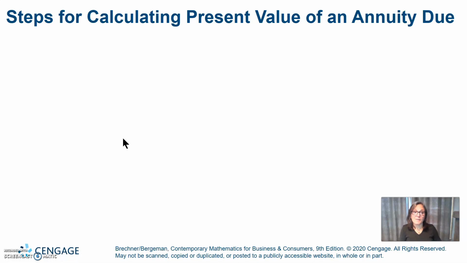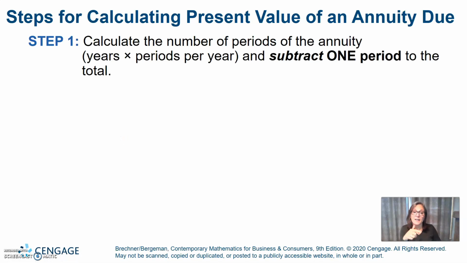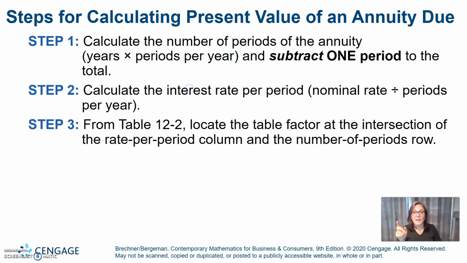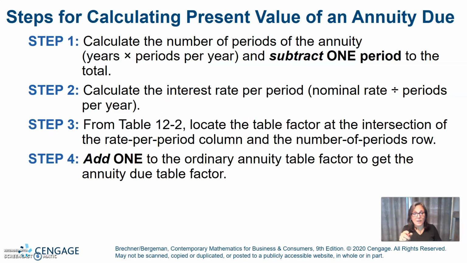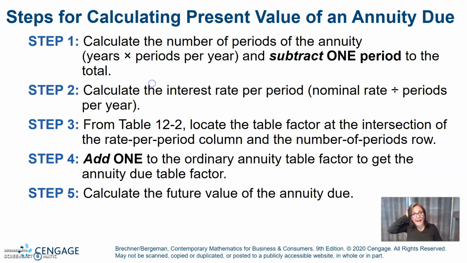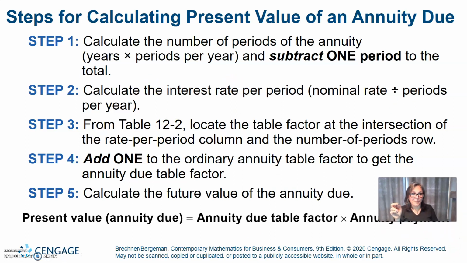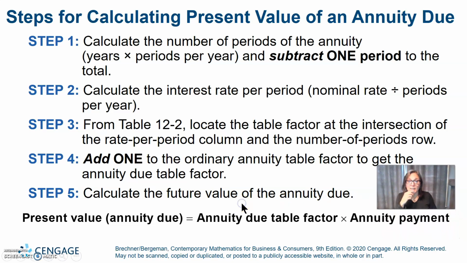Okay, steps for calculating present value of an annuity due. We're going to calculate the number of periods of the annuity and then subtract 1 period. This is the same thing as before, only we're doing it backwards, to see how much money we need. And it's the annuity due, which is the one that's deposited at the beginning. Calculate the interest rate per period. And we're going to find the factor, but we're going to add 1 to the factor, okay? And we're going to calculate the total amount, the present value. Okay, let's give it a shot.